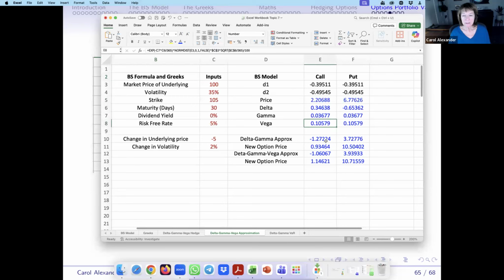Now, the delta gamma approximation takes the change in the underlying price, multiplies it by the delta, plus 1/2 the change in the underlying price squared, multiplies it by the gamma. And so that's the change in the option price, and the new option price is going to be the original price plus the change.